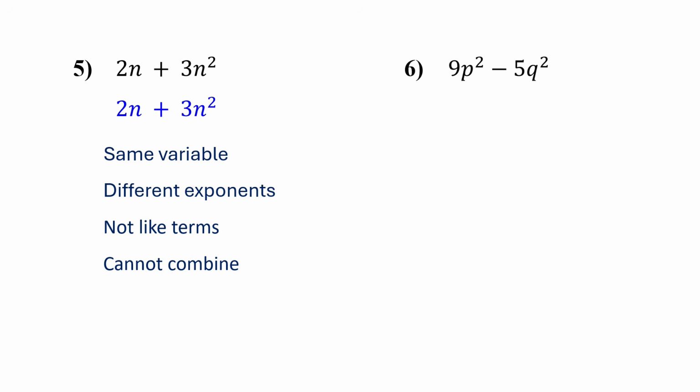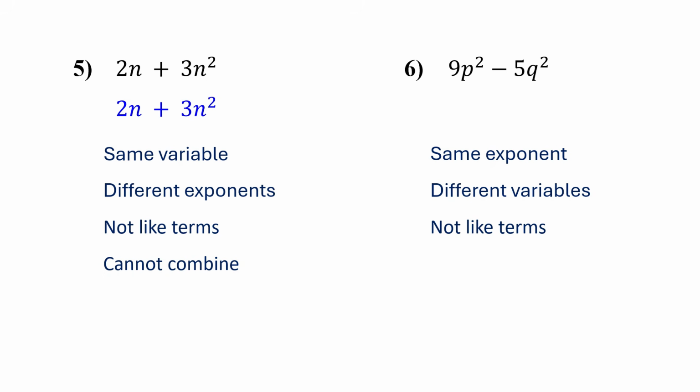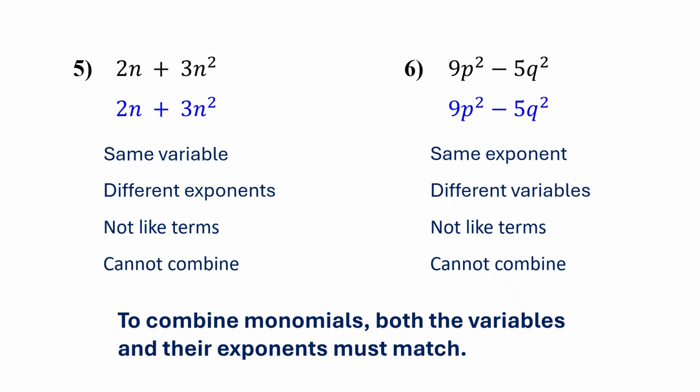What about this one, 9p squared minus 5q squared? The exponents are the same, but the variables are different, right? That means they are not like terms. So we cannot combine them. Just like before, this is already the answer, exactly as it is. So remember, to combine monomials, both the variables and their exponents must match.